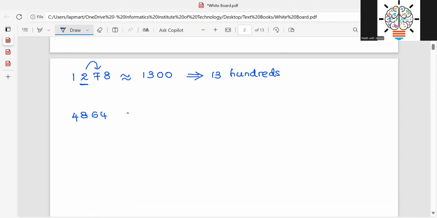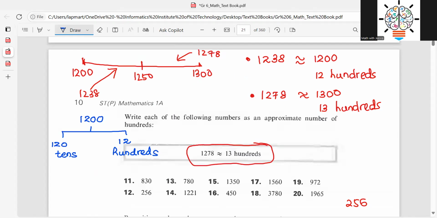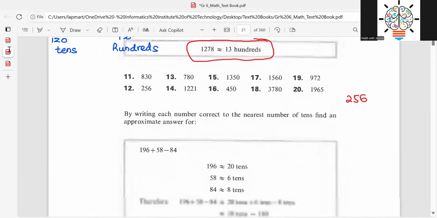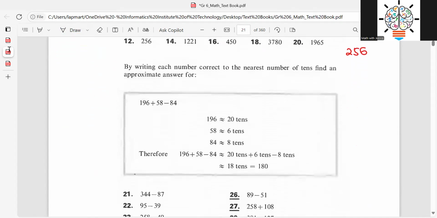So let's say you have 4,864. Now what happened? You mark the 100 place, look at the next number, it is more than 5. So then that becomes 4900, and you write here 49 hundreds, right? So children, you want to write all these examples in your theory books, right? So then we'll see how we can do this kind of sums.